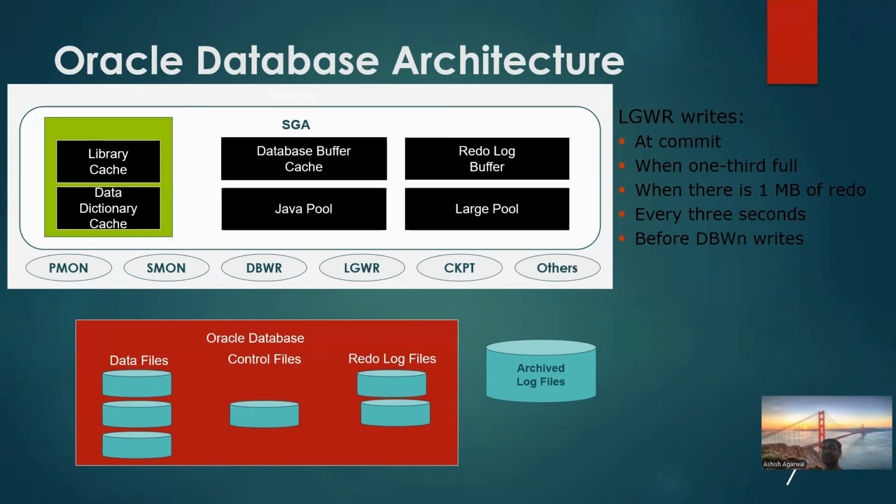So the copy of the changes, whatever was written in database buffer cache, the copy of those changes gets written into the redo log buffer. But remember one thing, data files contain only the committed transactions. However, these redo log files contain committed as well as uncommitted transactions.